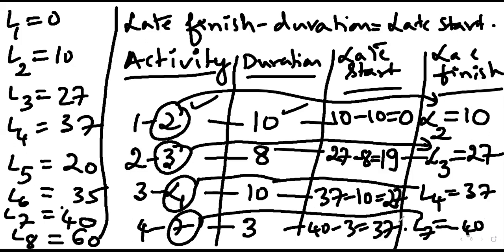That means if you are finishing the activity on the 7th node on the 40th day, just 3 days prior you have to start that particular activity. So that is the reason for 37. Correct? So likewise, you have to just go on calculating the rest of the activities, late start and late finish.